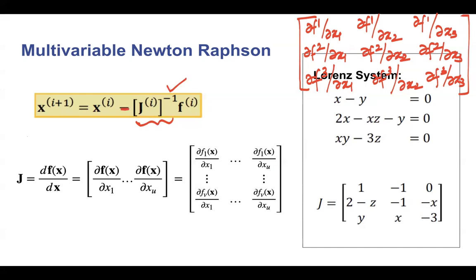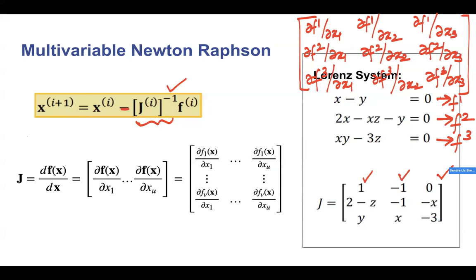That's how you get the new set of x values. Now, this is a system that we have, x minus y. This is f1, this is f2, and this is f3. Okay, f1 derivative with respect to x is 1, derivative with respect to y is minus 1, z is not there, so it is 0.